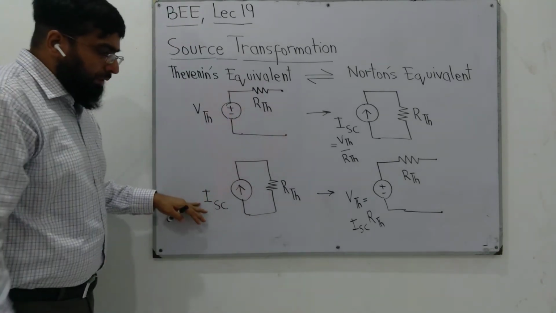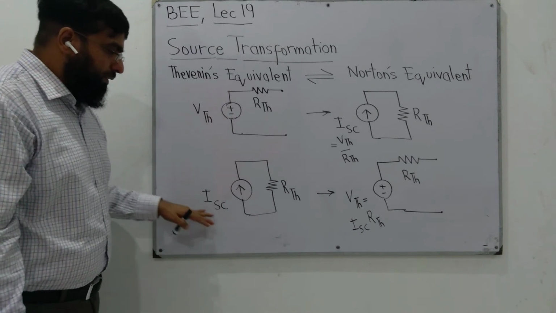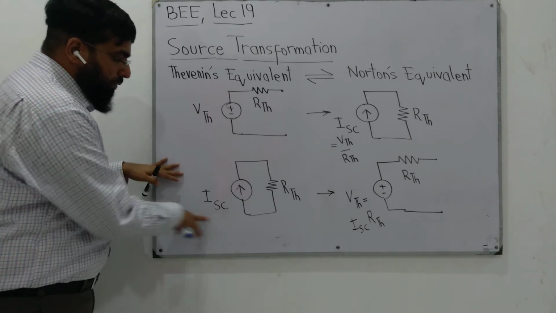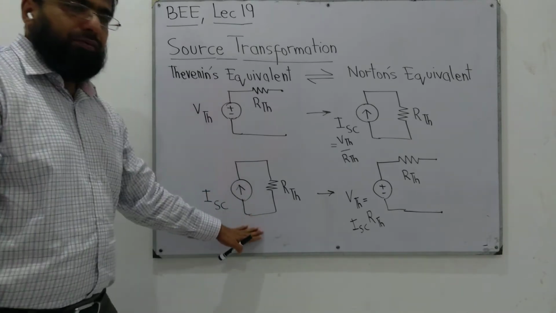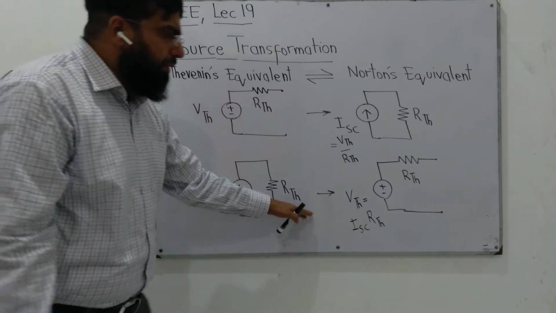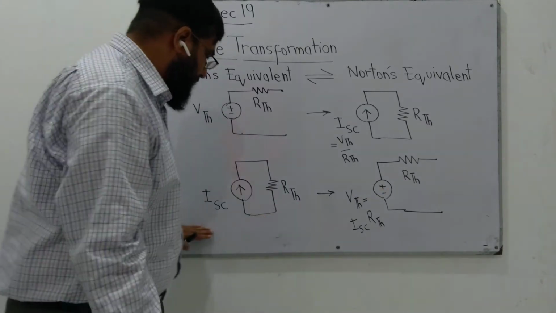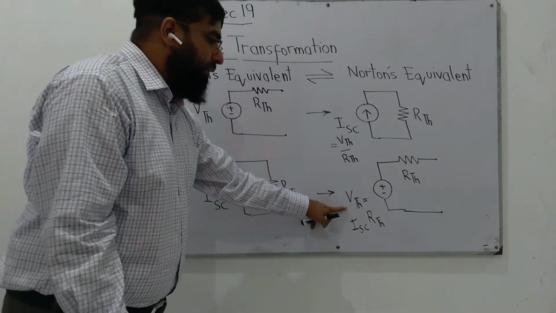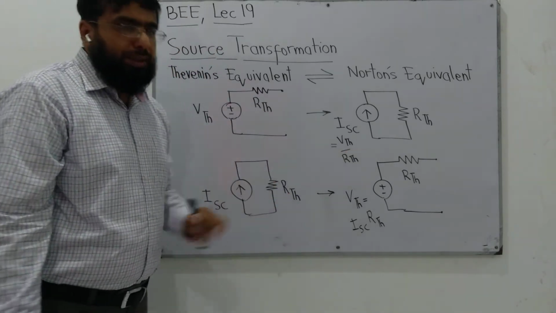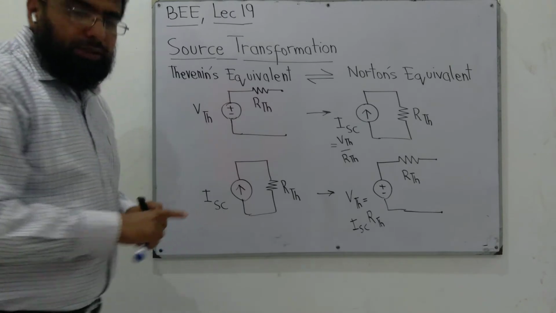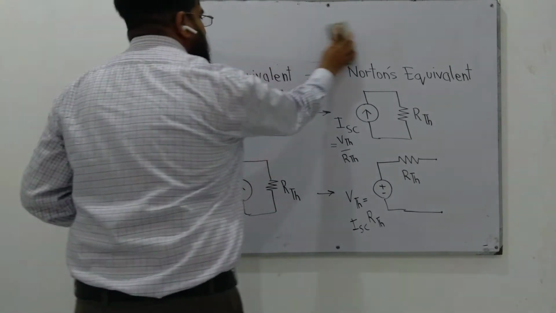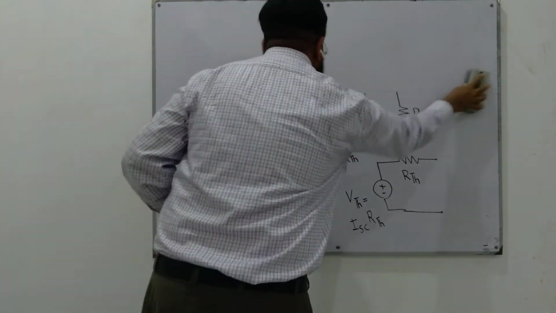Similarly, given a Norton's equivalent, a current source with value ISC in parallel with R Thevenin, we can compute Thevenin's equivalent using this information. V Thevenin is computed by multiplying these two together, and the same R Thevenin is put in series. So this is how we can transform between Thevenin's equivalent and Norton's equivalent.